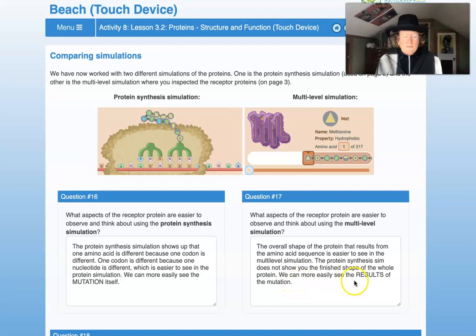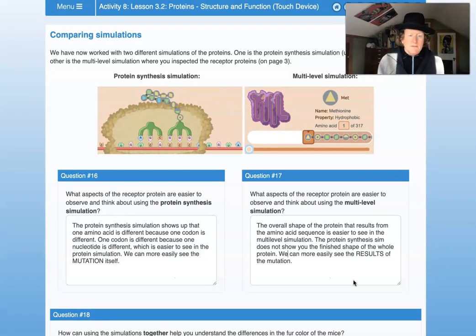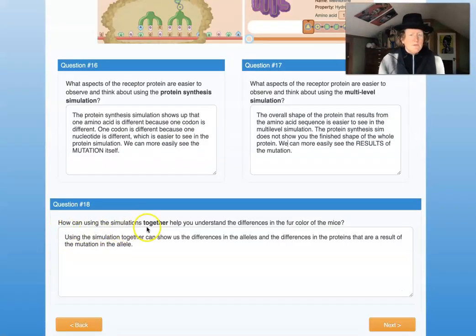We can more easily see the results of the mutation. What happens because the DNA is different? How can using the simulations together help us understand the differences in fur color of the mice? I gave you a head start on this question, because using the simulations together can show us differences in the alleles. That's at the DNA level. We can see the two alleles, the differences in the DNA, and the differences in the proteins that result as a result of the mutation in the DNA.